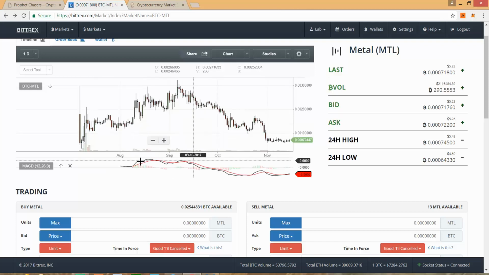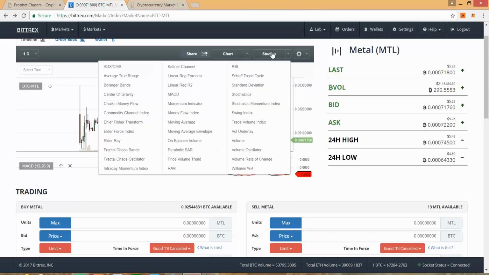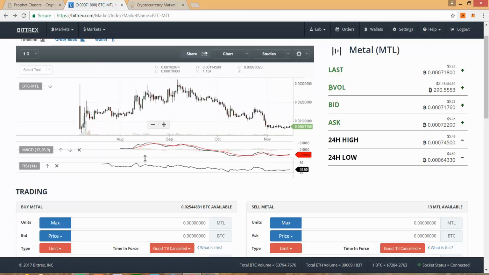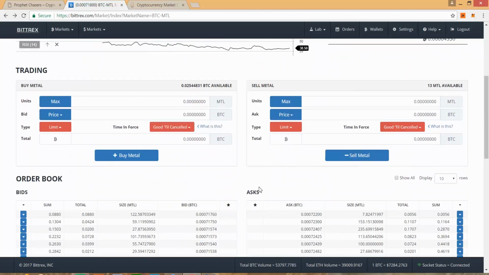They have their own chart system. The only bad thing is you can't save it. But if you just want to do some quick research, go ahead and mess with the RSI, and you can put moving averages in here, weighted moving averages, exponential moving averages. So it's pretty cool. So let me see.